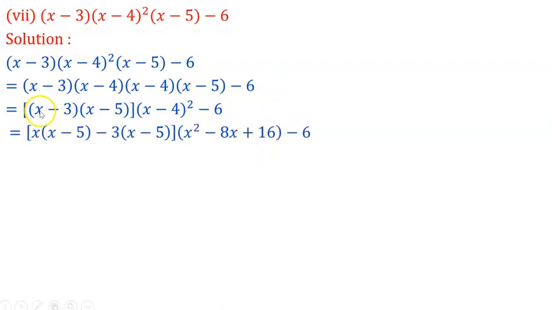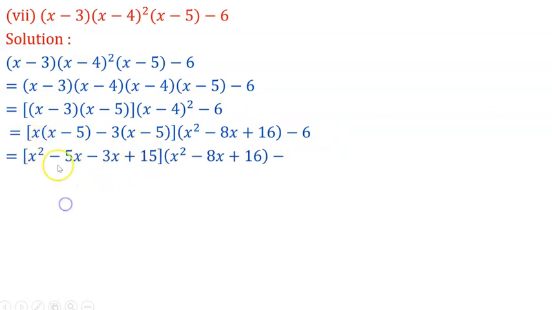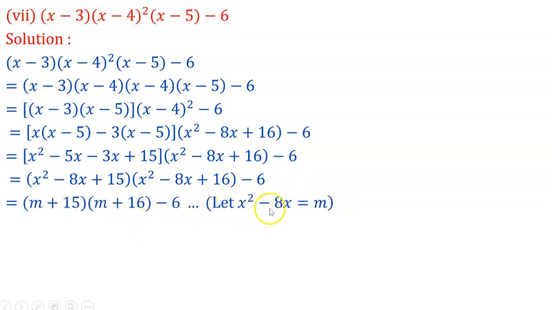Now the product of x minus 3 into x minus 5, you will get x into x minus 5 minus 3 into x minus 5. Next x minus 4 bracket square, x square minus 8x plus 16 minus 6. Again next simplification, x into x, you will get x square minus 5x minus 3x plus 15, and in the next bracket x square minus 8x plus 16 minus 6. x square minus 8x plus 15 in the first bracket, in the second bracket x square minus 8x plus 16 bracket complete minus 6.